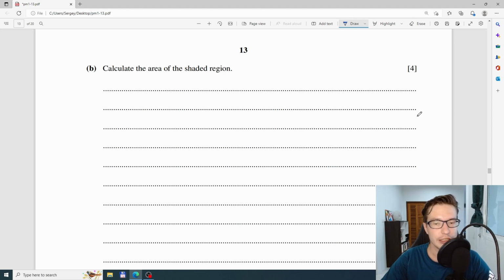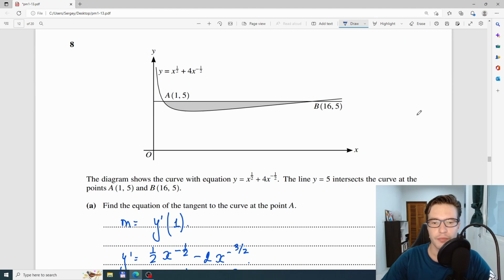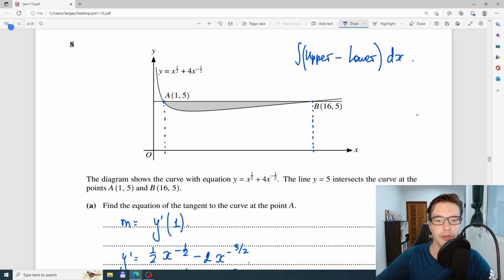Calculate the area of the shaded region. Okay, and to do so, we can do it in two ways. The first one would be the integral of the upper curve, or in this case, it's a straight line. Then we'll have to take away the lower, then take the integral of that dx. So it's one way, but I think in that case, the easiest method would be to find the area of the rectangle, and then take away the area under the curve, which is going to be given by the integral from 1 to 16. So that's my plan.